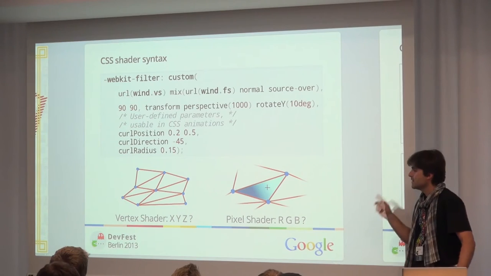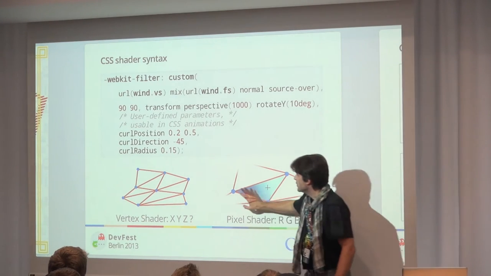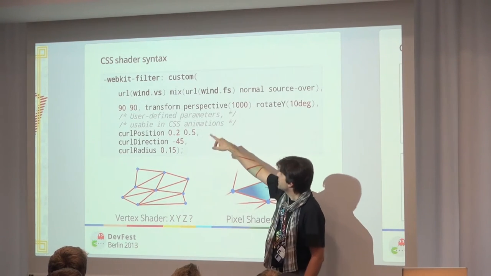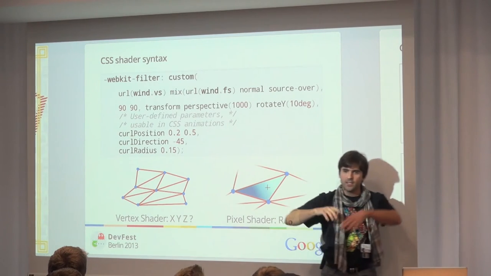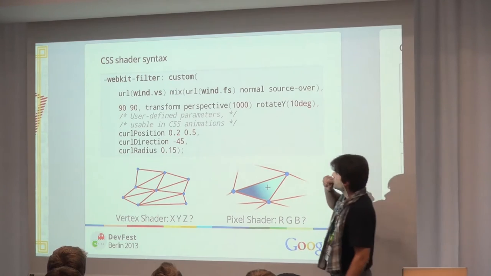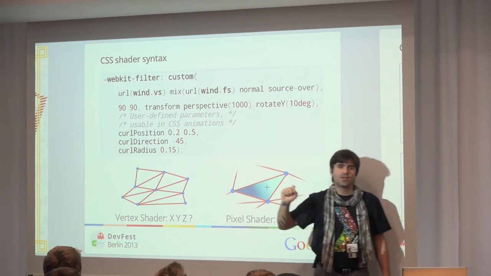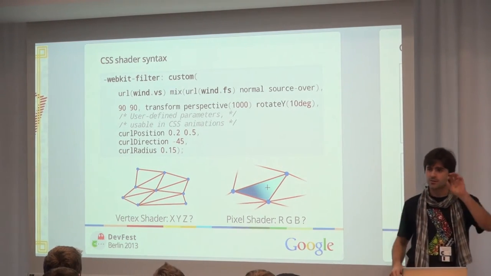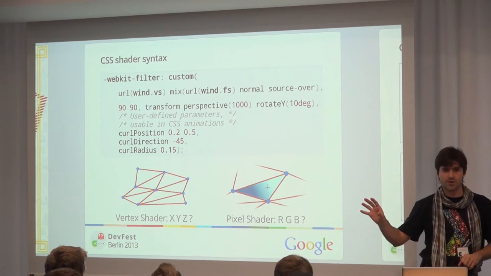This is the syntax in CSS. First you see -webkit-filter: custom, and in custom, you provide all your parameters. We need to provide two shaders. So this works in two steps. There is a vertex shader, and there is a pixel shader.